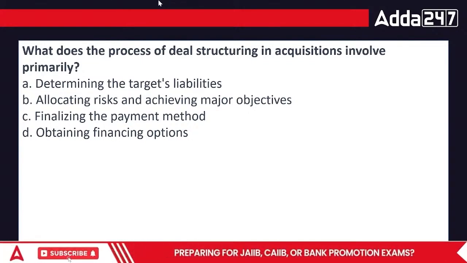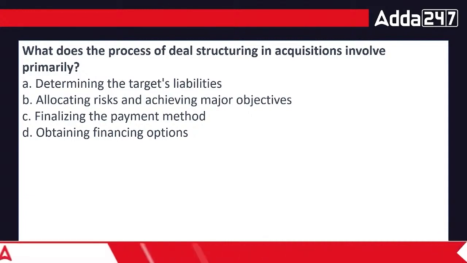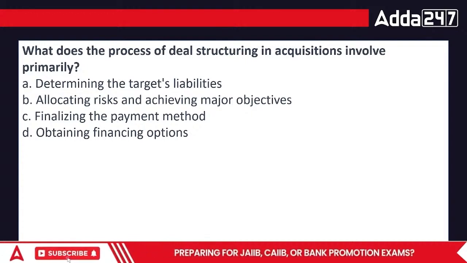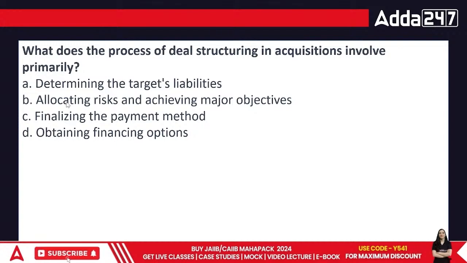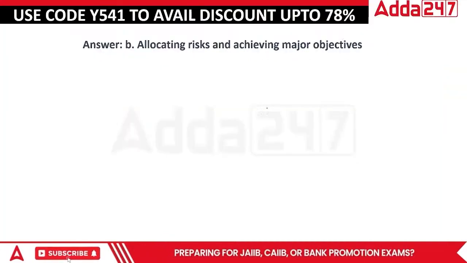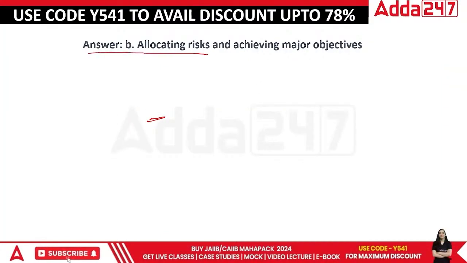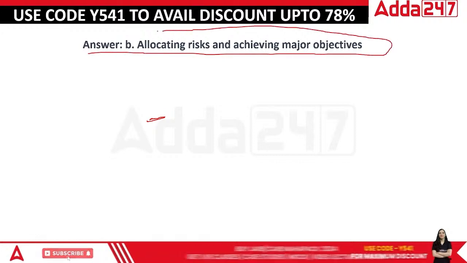Acha, acquisition means purchase. We are acquiring the other organization. If you're acquiring the other organization, then one of the major things, the first thing, is always looking at the objectives, na everyone. So this is related to the area of allocating the risks and achieving major objectives. So in this case, the first and the foremost thing is always allocating the risks and achieving the major objectives.